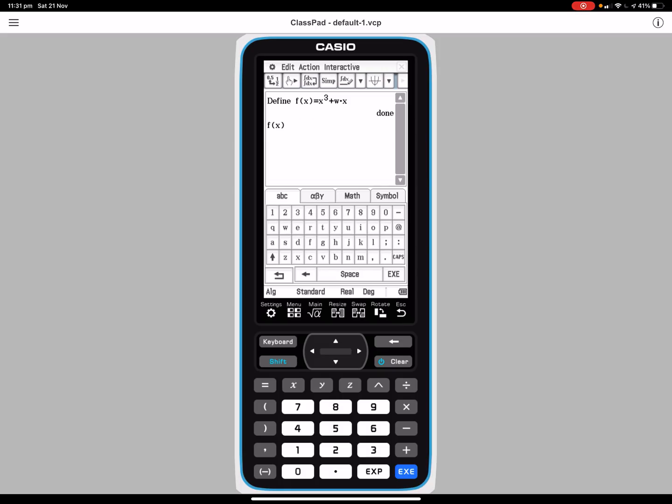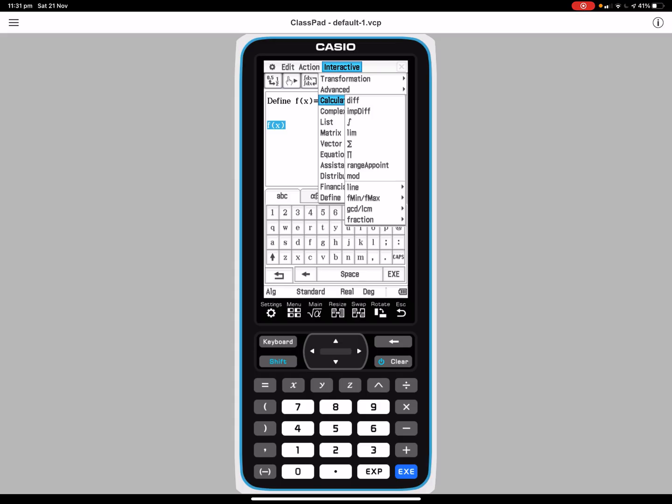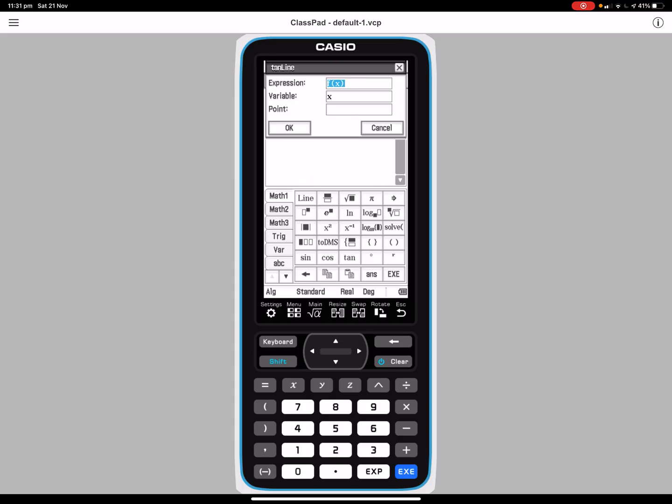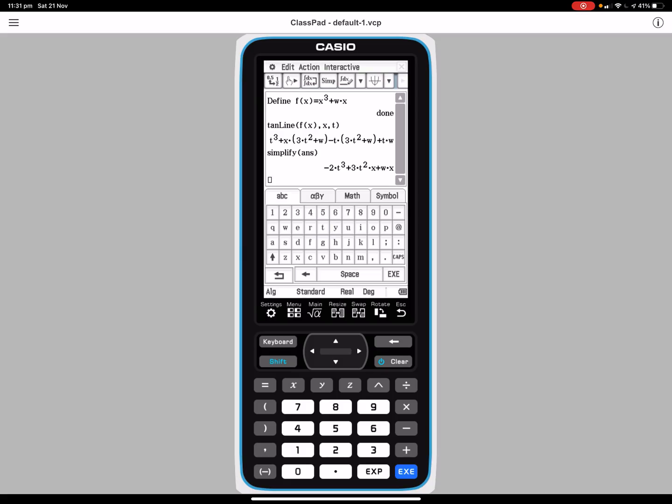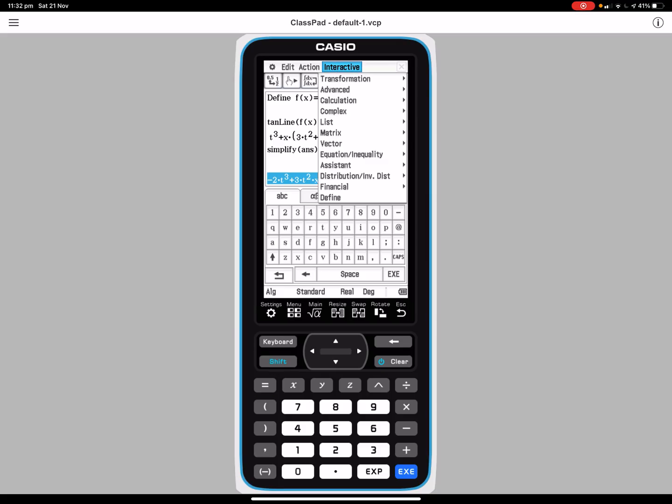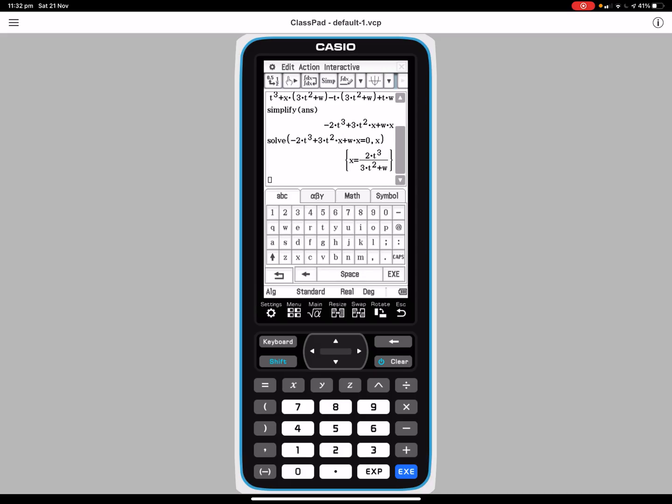Find the equation of the tangent at the point t. Simplify it. We know that equals 0. Solve for x. What do we want to solve for? t. I'm just going to be back in 2 minutes.